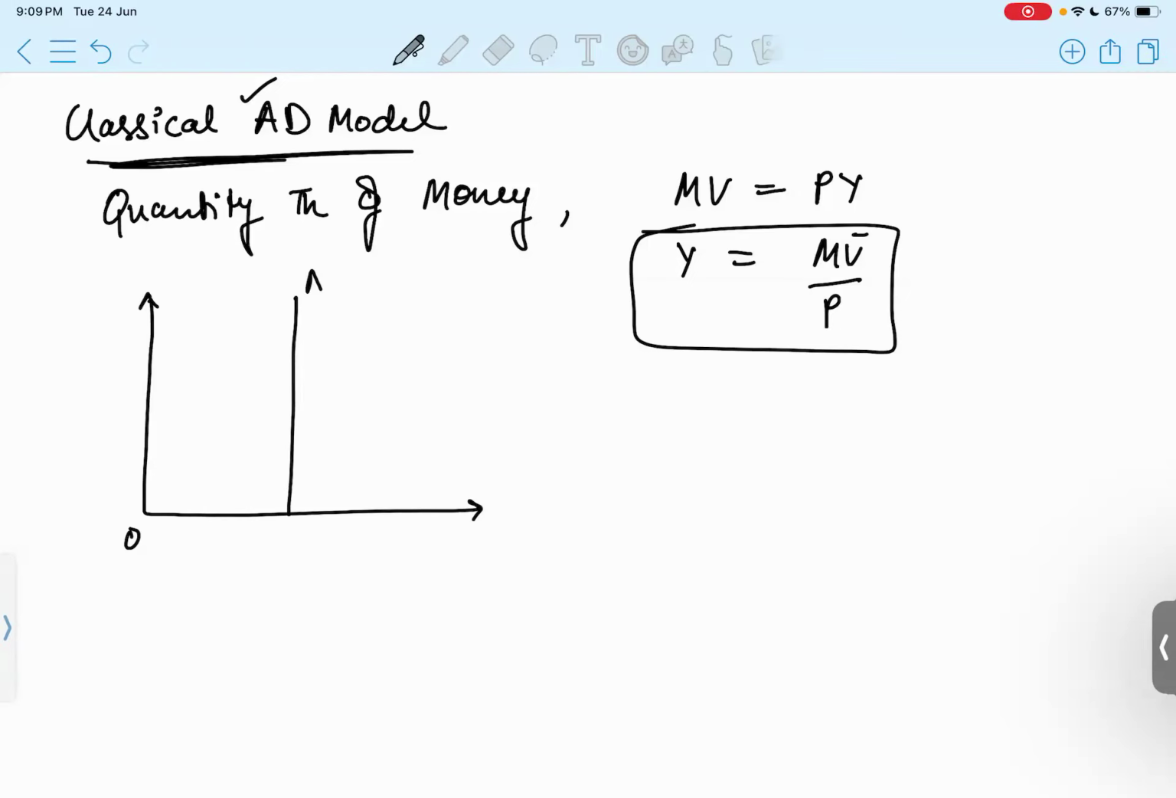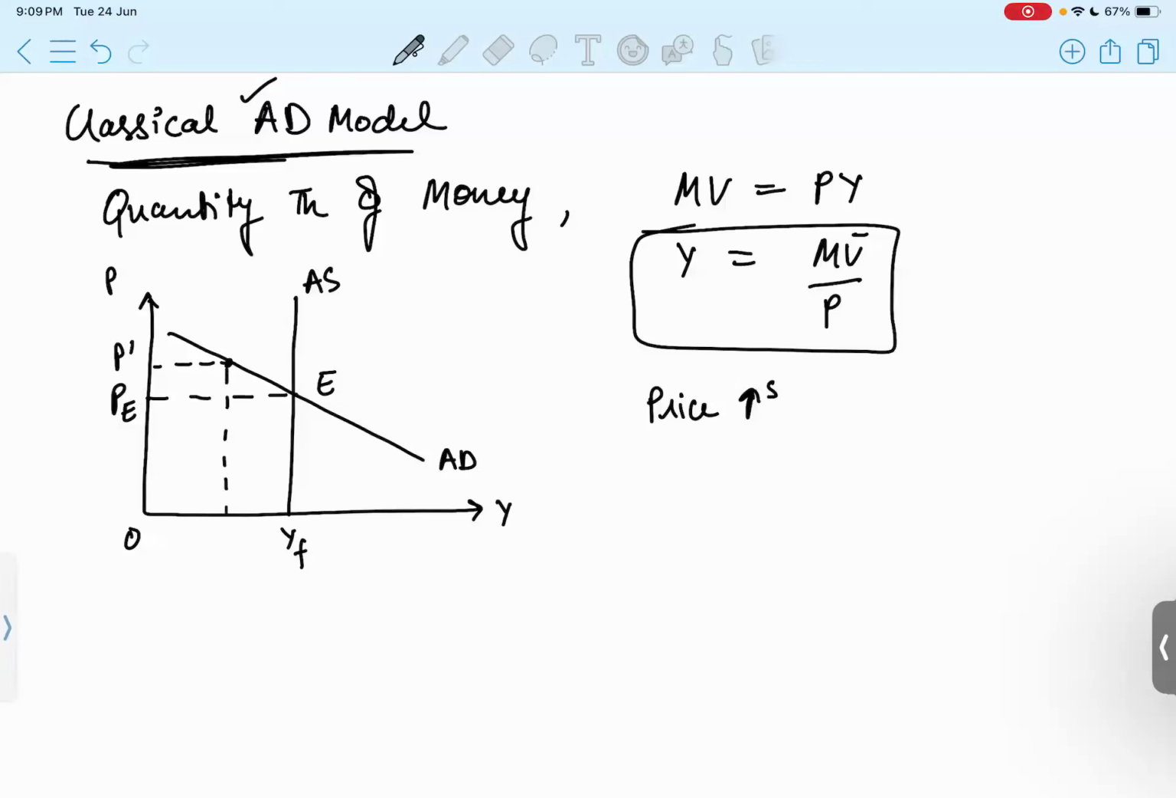The aggregate supply curve would be perfectly inelastic. We have a downward sloping aggregate demand curve, the price level on the y-axis, and national output on the x-axis. So in this case, we are at equilibrium at this particular point. This is, you can say, the full employment model being represented. Now, let's say the price increases. So in that case, we can represent it like this, a higher price, and you can see output has reduced.